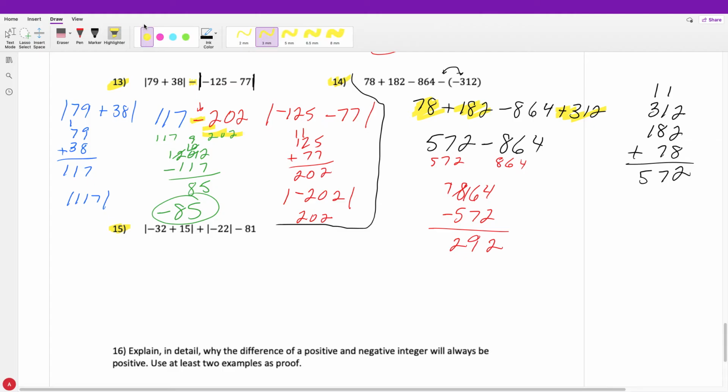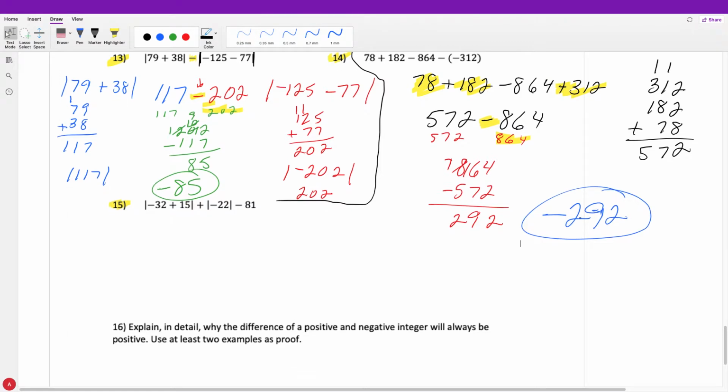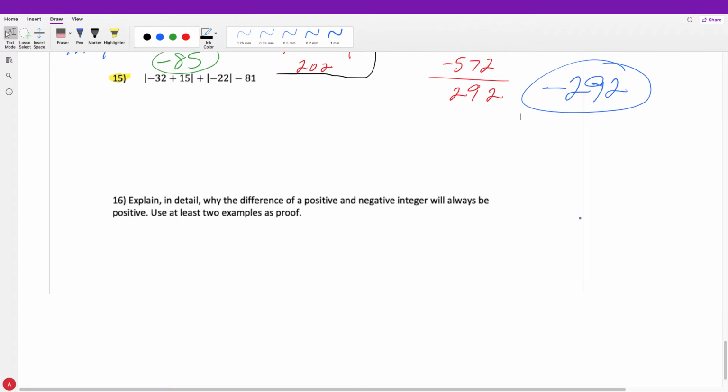However, since the larger number was 864, and that was actually a negative number, this final answer will give me negative 292. All right, and then the last question that we're going to go through is this question here.